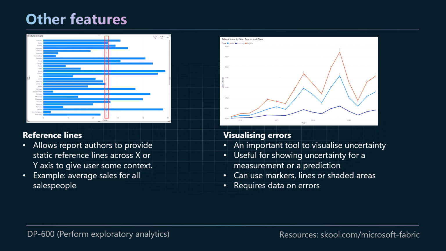Another feature here is around visualizing errors. So if your data set contains some sort of errors in them, normally it's around prediction uncertainty or measurement uncertainty, then we can use error bars to show that uncertainty to the user. Now, these can either be markers, or they can be lines, or they can be shaded areas. Maybe if you're doing like a time series forecast, you can have a shaded area for the uncertainty of a particular prediction. Now, obviously this requires data on errors or prediction uncertainty.